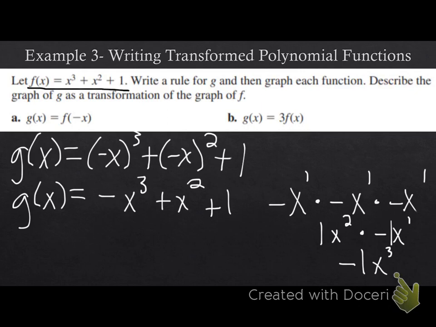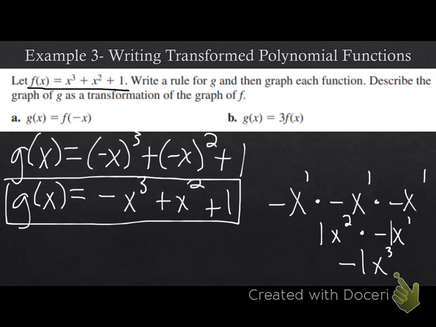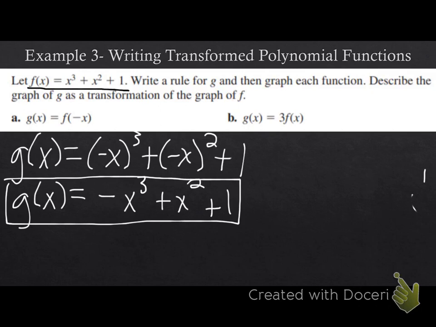Okay. Can this be simplified any further? No. It cannot. So this is my rule for G. So is that the answer? Part of my answer. That's writing the rule for G. So my rule for G is g of x equals negative x to the third plus x squared plus 1. Are there any questions on that part? Next part tells me to graph each function, then describe the graph of G as a transformation of the graph of f.